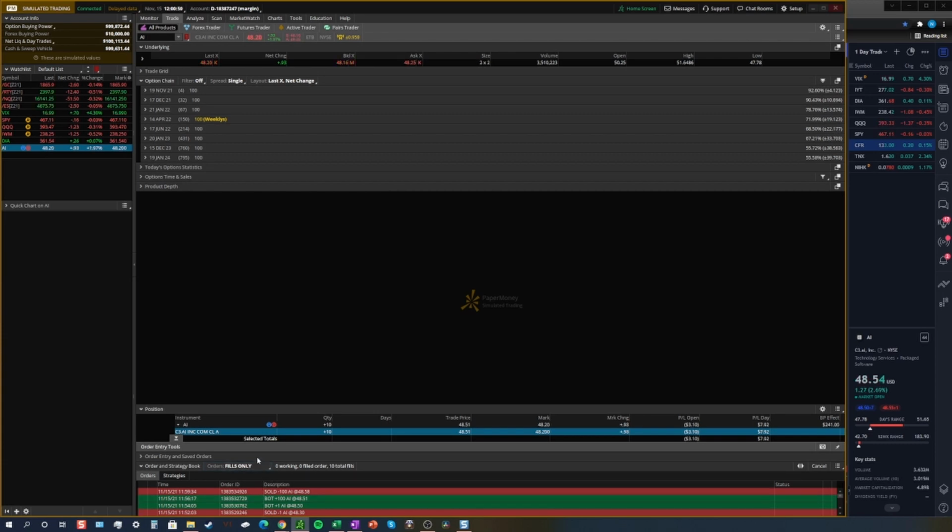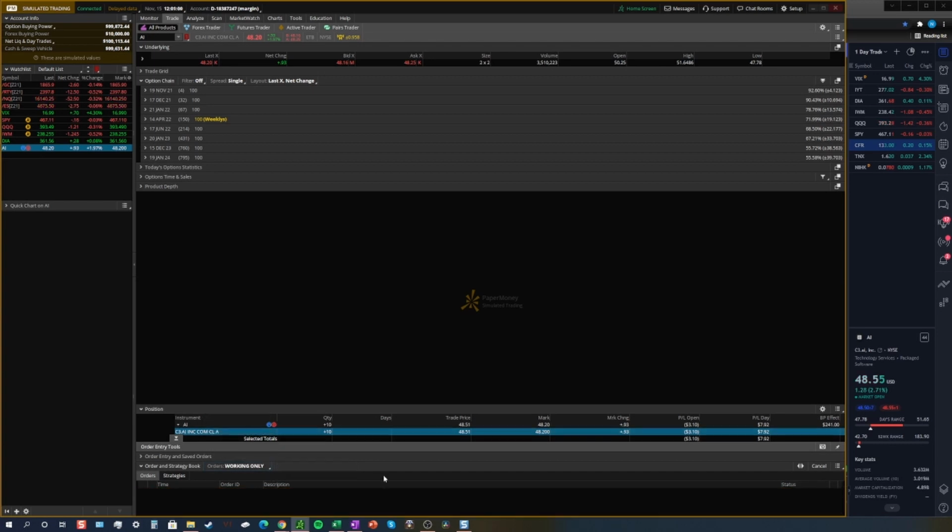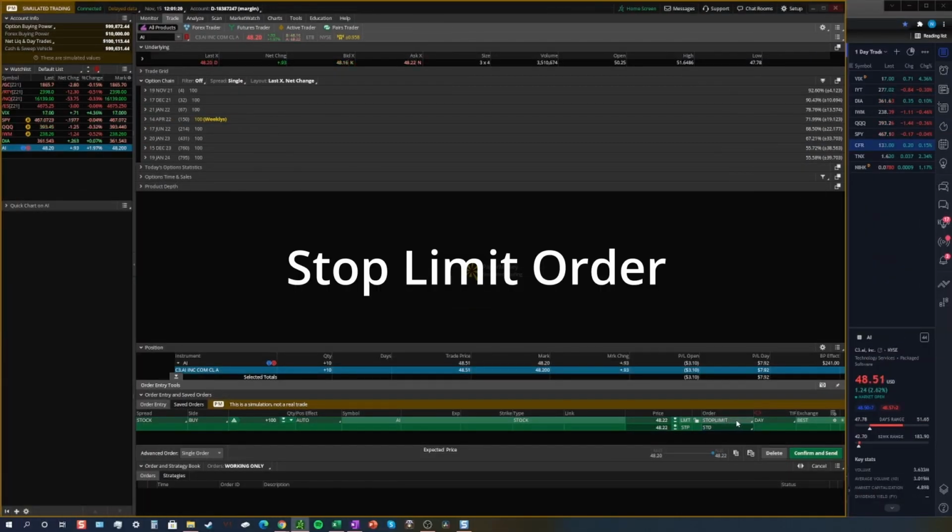So these are really good in stop loss scenarios, like if you're losing on a trade. These are really good because if the trade goes against you, you just kind of want to be out. You just want to be out of the trade. Okay. Next, let's talk about stop limit order.